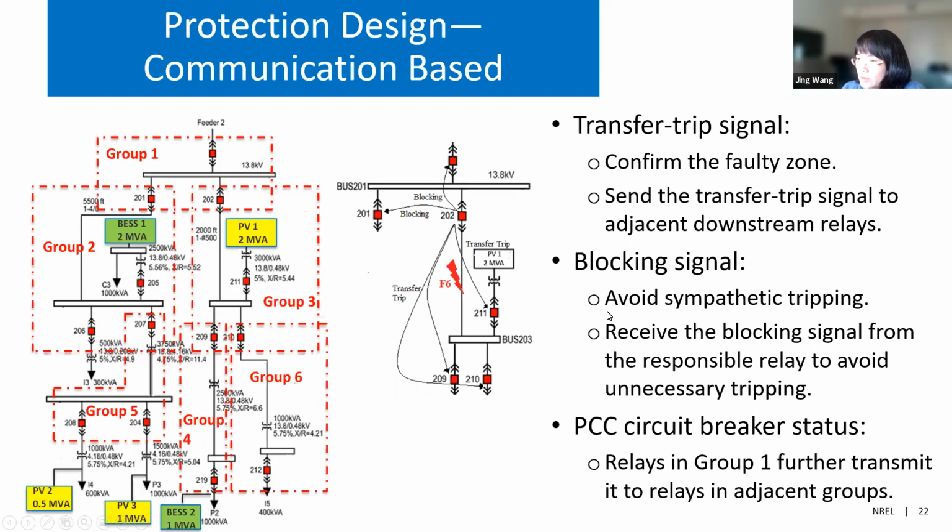And we also have the PCC circuit breaker status being shared within the relays. The relay in group 1 will further transfer the PCC circuit breaker status to adjacent relays, and so on and so forth. So all the relays in the system will receive the PCC circuit breaker status with different time delays. And with this status, they will adjust the protection settings accordingly if the operation mode is changed. So this is another important aspect of the protection design.